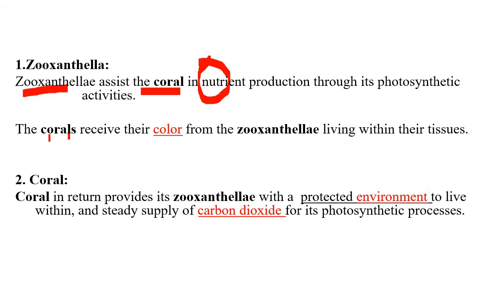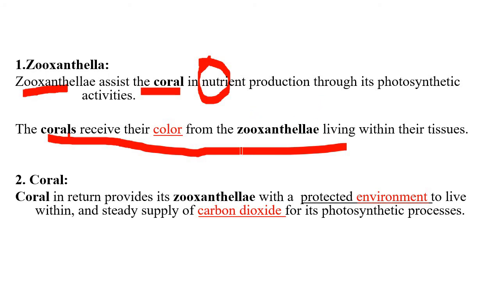Second, the coral receives its color from the zooxanthellae. No zooxanthellae means no color on the coral. Coral reefs are available in a variety of colors, and with the help of zooxanthellae we get the color. If there is no zooxanthellae, there is no color on the coral.